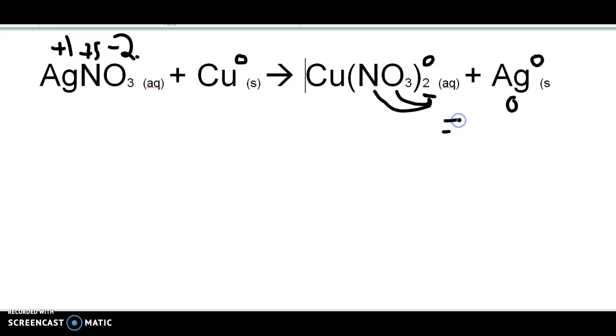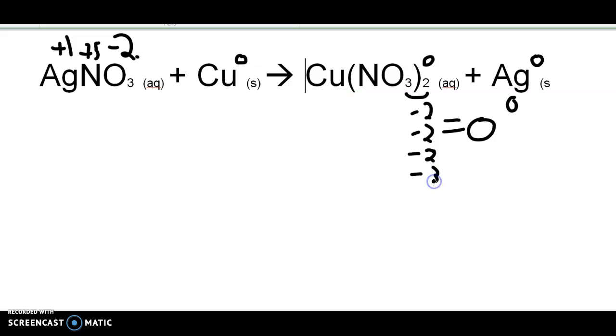Again, this is a neutral compound, so I'm going to set the whole thing equal to 0. I know oxygen is going to be the state that it usually is, which is negative 2. So I'm going to write negative 2. But how many times do you think I should write negative 2? Well, if you multiplied this little 2 onto that 3, you would get 6. So there are 6 oxygens in the overall compound. So I'm going to write negative 2 6 times.